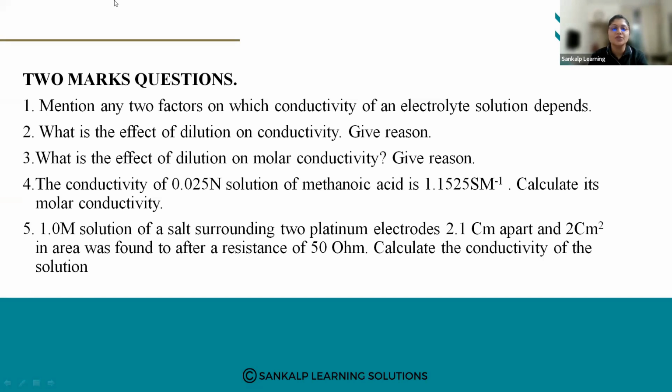So this question is for 2 marks. 2 factors, each factor 1 mark. If you write only 1 factor, you will get 1 mark. If you write both the factors, you will get 2 marks. Okay, like this. So what are the factors?